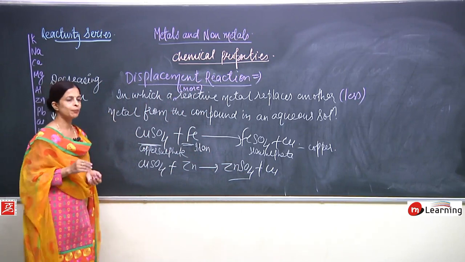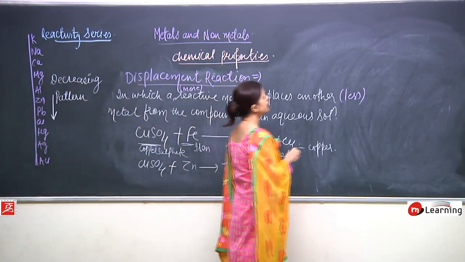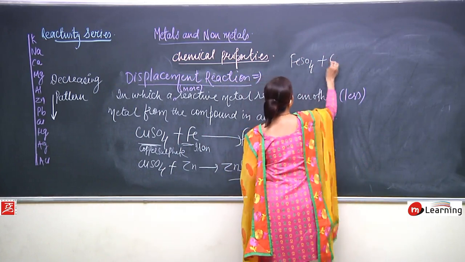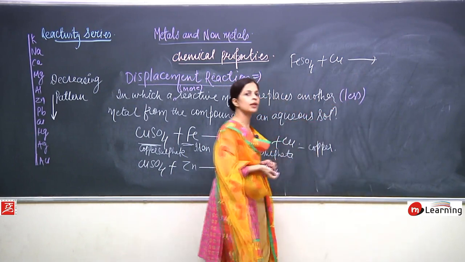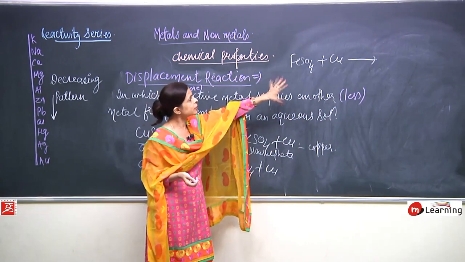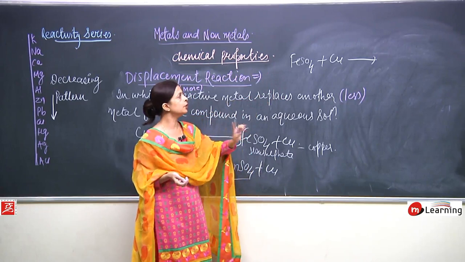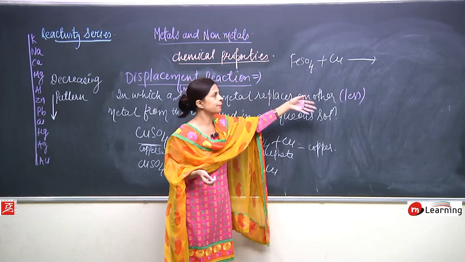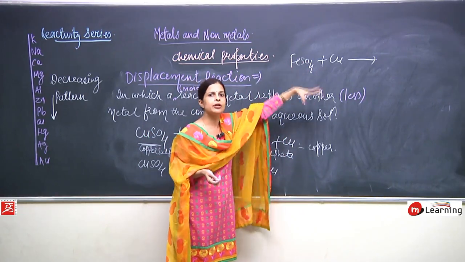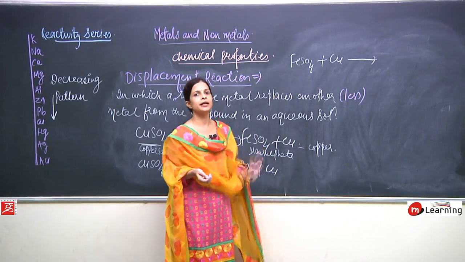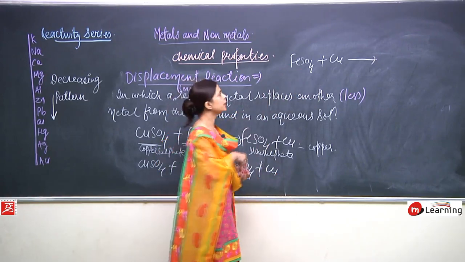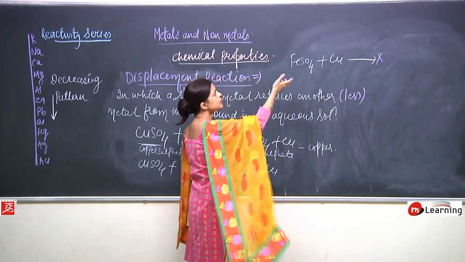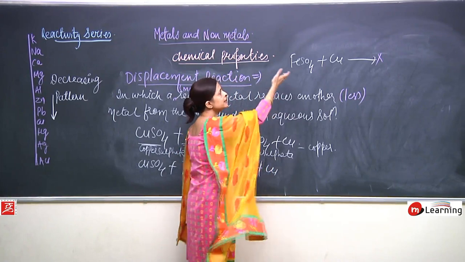If I do it opposite, what can I do? If I take FeSO4 and add Cu to this, what should happen? Will Cu replace Fe? No, it won't. Why? Because Cu is not as reactive as Fe. In fact, Fe is more reactive than Cu, and so it has the capability to replace. Now no reaction will take place, because Cu is not as active or as reactive as iron is.